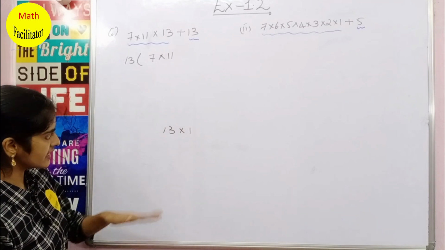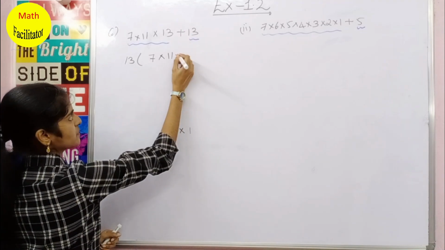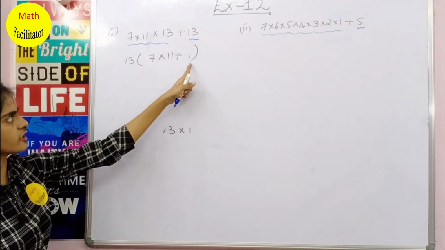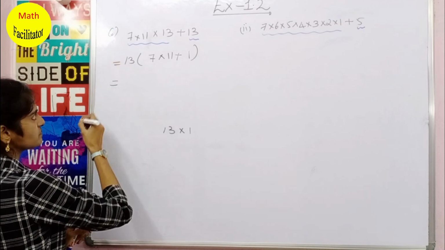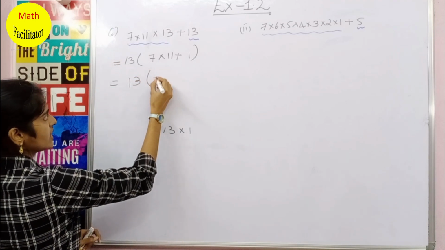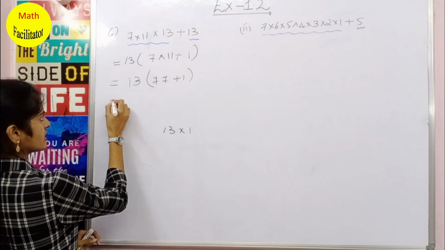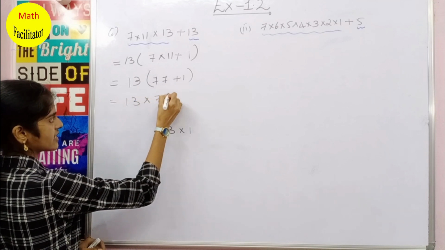Now if you are taking 13 common, what is left over? 1. So that one I will write it here. You have a plus and here 1 you can write. Taking 13 common, you are left out with 1. So this is equal to 13 multiplied by 7 into 11 is 77, plus 1. So this is equal to 13 multiplied by 77 plus 1 is 78.